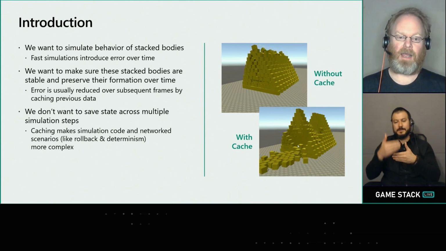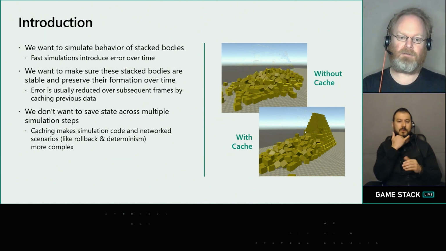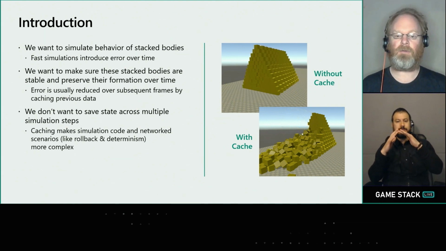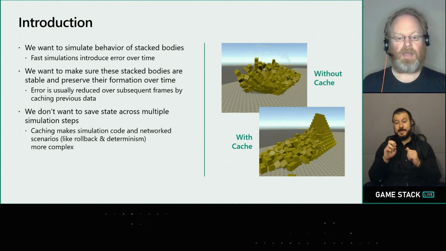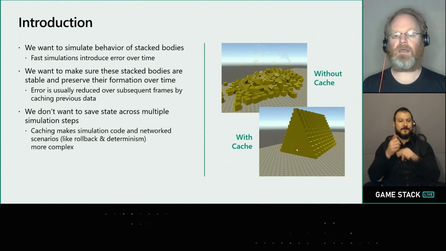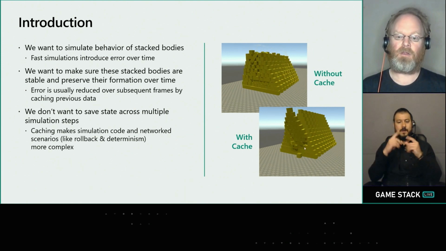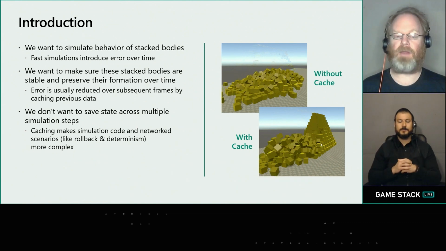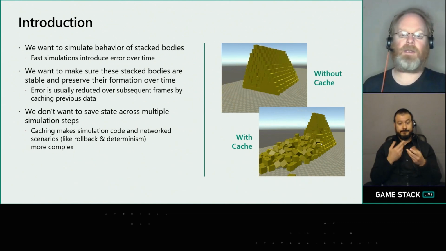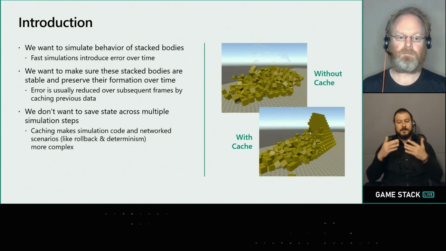Without this error cache, small errors accumulate and the stack gradually drifts and collapses on its own. But with that cache, you're going to have to collapse the stack yourself. The error cache does make the code more complex, and it makes the network use case trickier. So how do we square this circle of not having a cache but wanting a stable stack? Let's break the simulation step down a little bit.